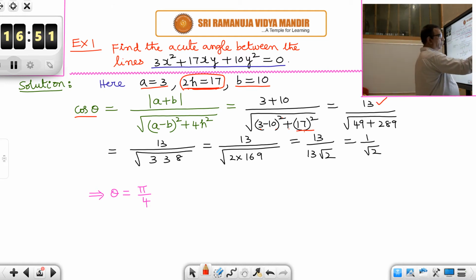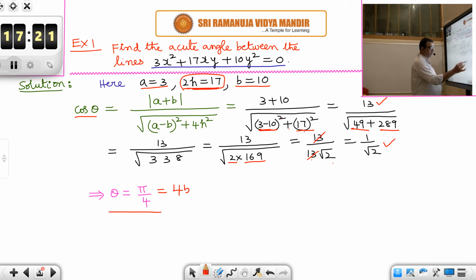So numerator is 13, denominator 7 square 49, 17 square 289. What is 289 plus 49? 338. 338 is nothing but 2 into 169. So square root of 2 into 169, 13 root 2. 13 cancels out, you will get 1 by root 2. Cos theta is 1 by root 2 means theta is pi by 4 radians or 45 degrees. Okay. So the acute angle between the given pair of lines is 45 degrees.